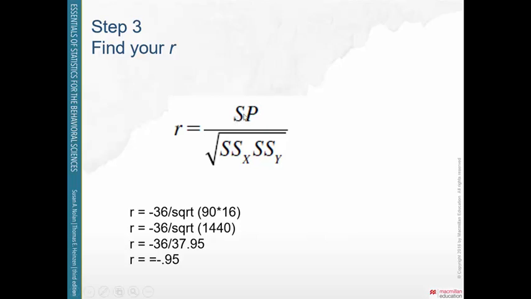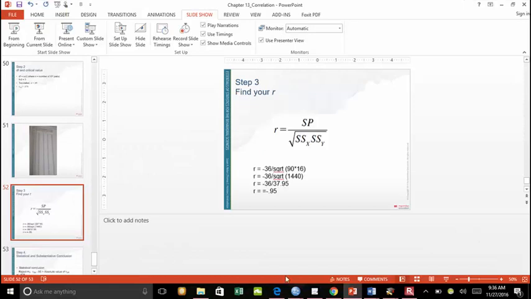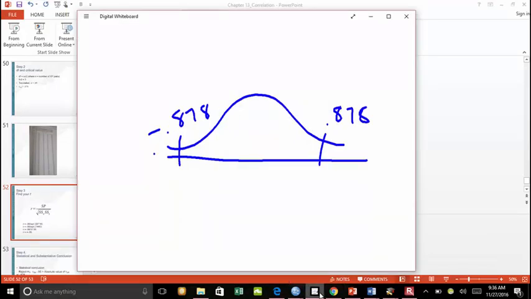So now we do our correlation: sum of products over the square root of the sum of squares X times the sum of squares Y. So we've got negative 36, that's our sum of products, over the square root of 90 times 16. So negative 36 over the square root of 1,440. Negative 36 over 37.95, which gives us a correlation of negative 0.95. Huge correlation. So negative 0.95, that's over here. Again, it's in the critical region, it's in the tail.